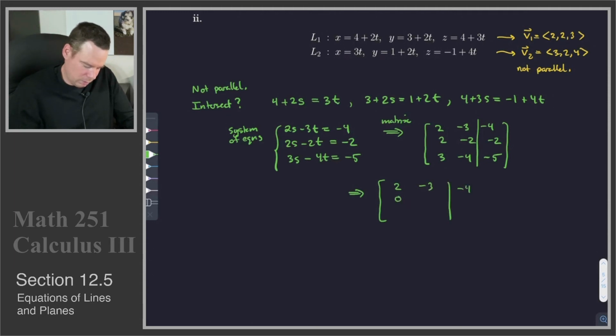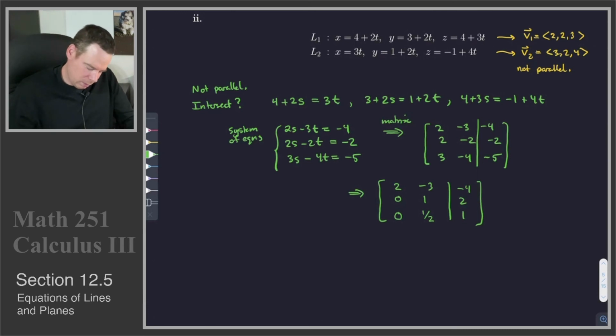And so that gives me a 0, a 1, and a 2. And then the next row operation I'll do is I'll multiply the first row by negative 3/2 and add it to the third row. That gives me a 0 here. Negative 3/2 times negative 3 is 9/2. 9/2 minus 4, that's 9/2 minus 8/2, which is 1/2. And then I get negative 3/2 times 4, which is 6. 6 minus 5 is 1.